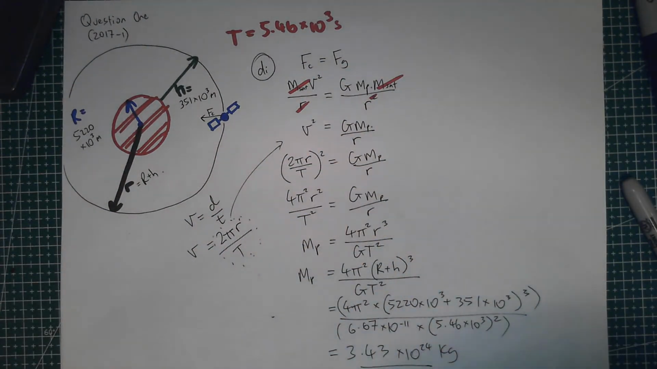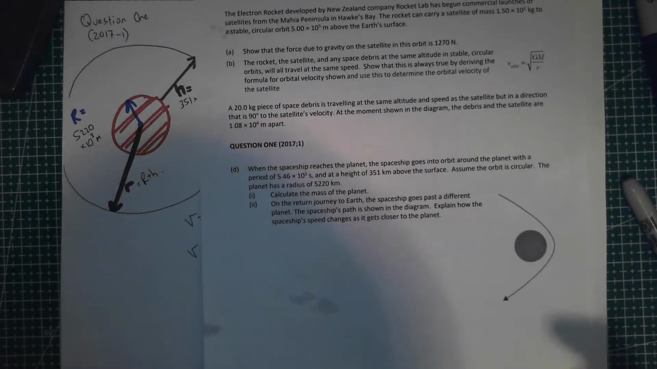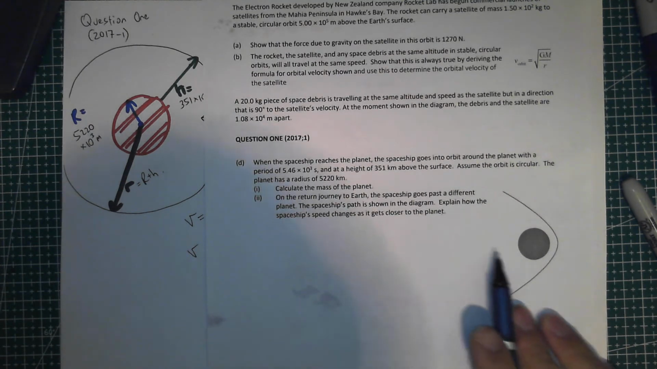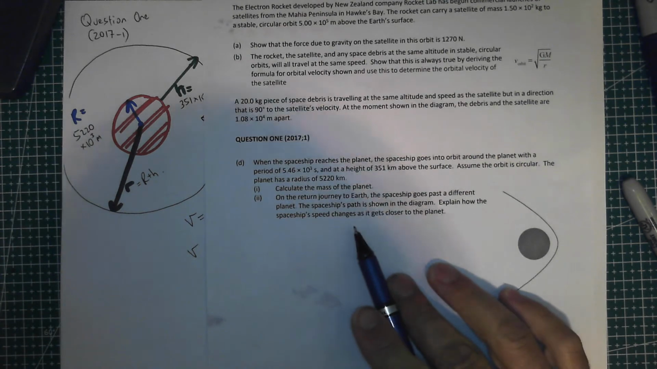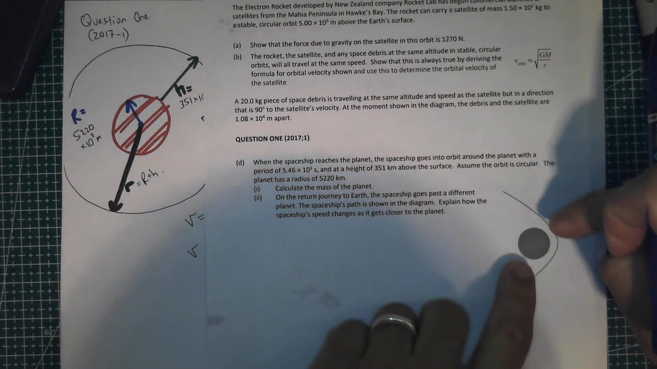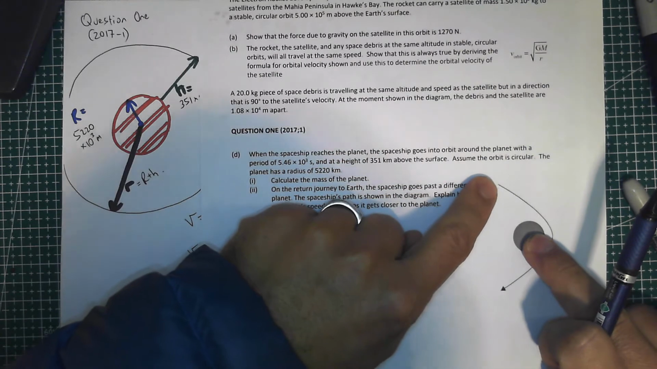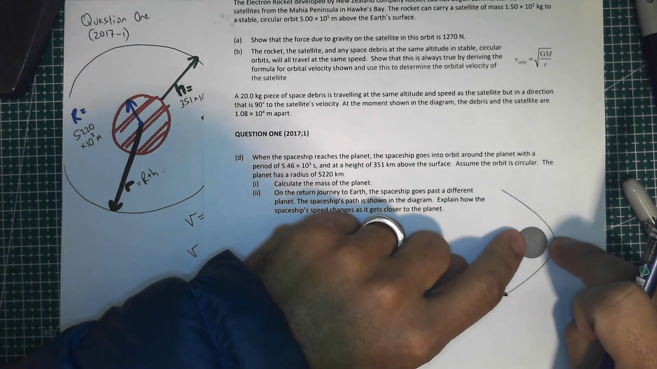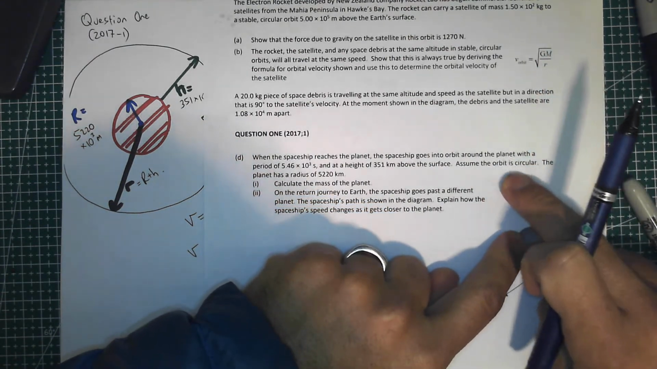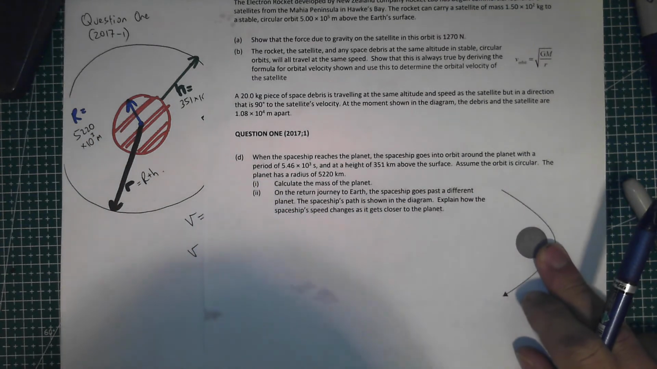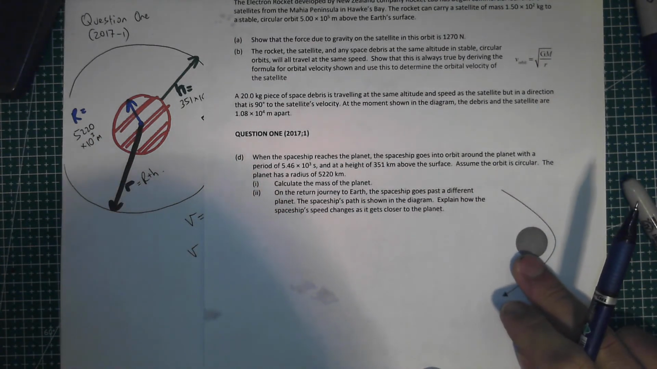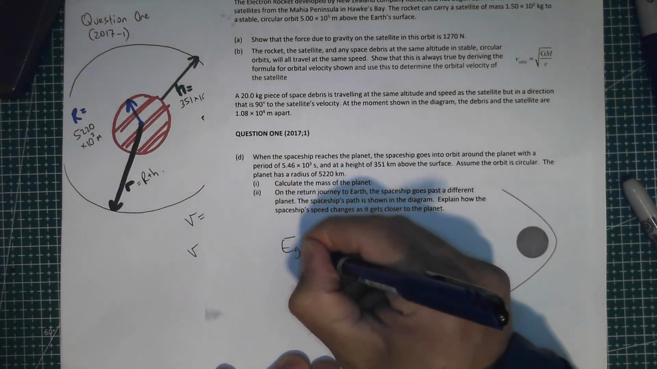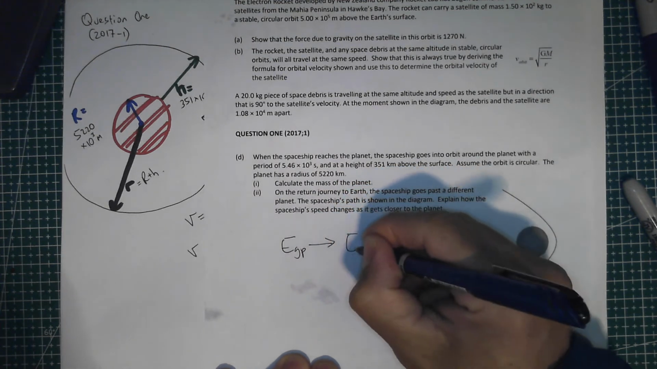Then there's a second part to this question, which I'll just explain. On the return journey to Earth, the spaceship goes past a different planet. The spaceship's path is shown in the diagram. Explain how the spaceship's speed changes as it gets closer to the planet. Well, if you think about it, when the satellite is out here, it's much further away from the planet. So as it comes closer to the planet, it loses gravitational potential energy. And that gravitational potential energy must go somewhere, and where it goes is into kinetic energy. So as the spaceship gets closer to the Earth, the gravitational potential energy gets turned into kinetic energy.